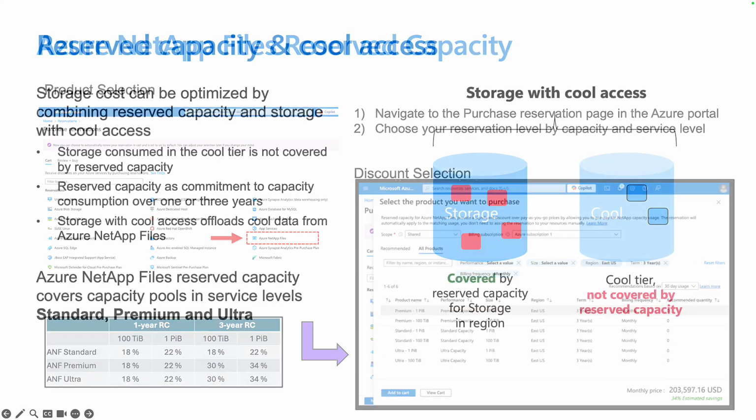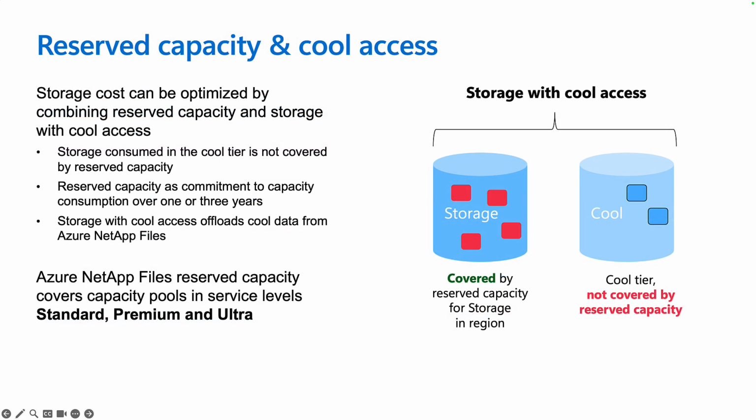Now, let's have a look at reserve capacity and Cool Access. So the great thing about this is using these together can go even further to help you drive down your storage consumption charges. The important thing to note here, though, is the reserve capacity you purchase only covers the storage in the Azure NetApp Files volume. So it only covers the storage, let's say, which is at the hot level. It doesn't cover the storage that lands, or the data that lands within the Cool Access tier itself.